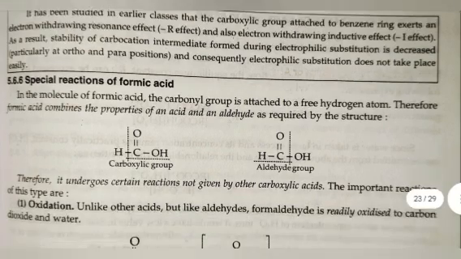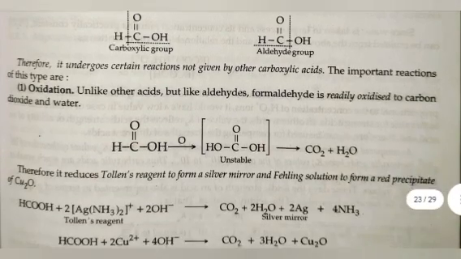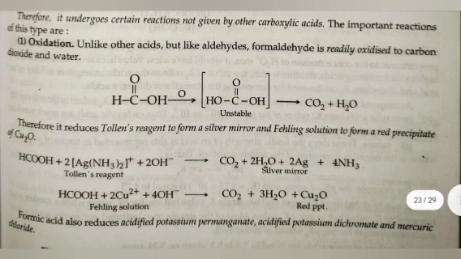Special reactions of formic acid. In the molecule of formic acid, the carbonyl group is attached to a free hydrogen atom. Therefore, formic acid combines the properties of an acid and an aldehyde, as required by the structure. Therefore, it undergoes certain reactions not given by other carboxylic acids. The important reactions of this type are oxidation. First is oxidation. Unlike other acids, but like aldehydes, formic acid is readily oxidized to carbon dioxide and water. Therefore, it reduces Tollens reagent to form a silver mirror and Fehling's solution to form a red precipitate of Cu2O.